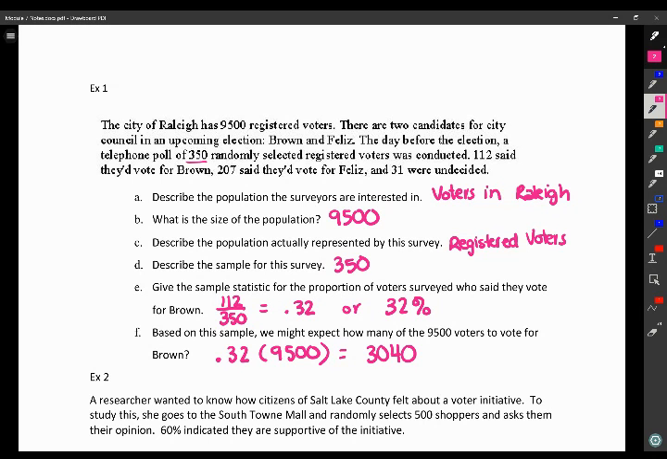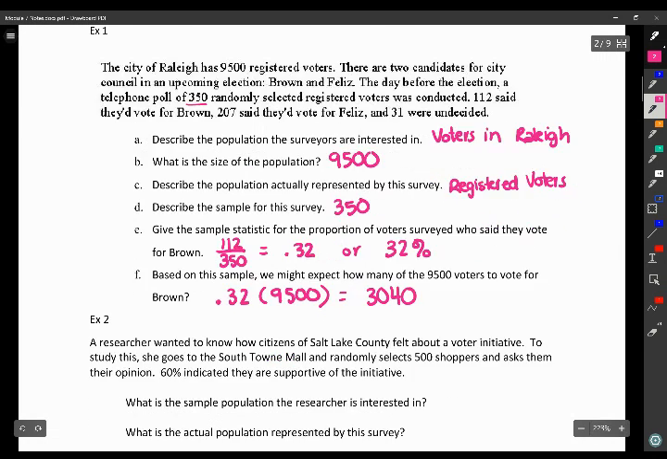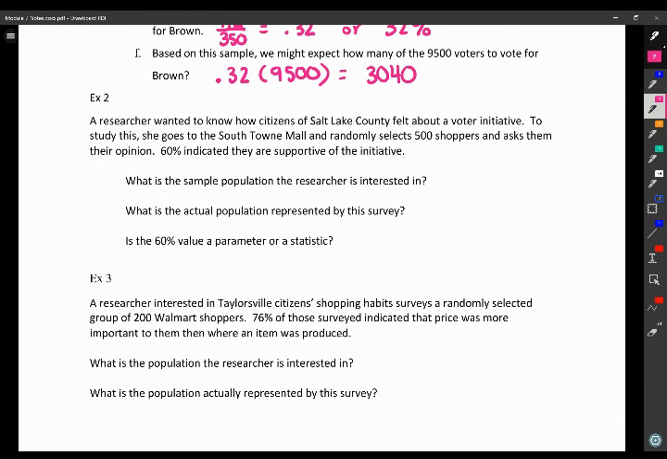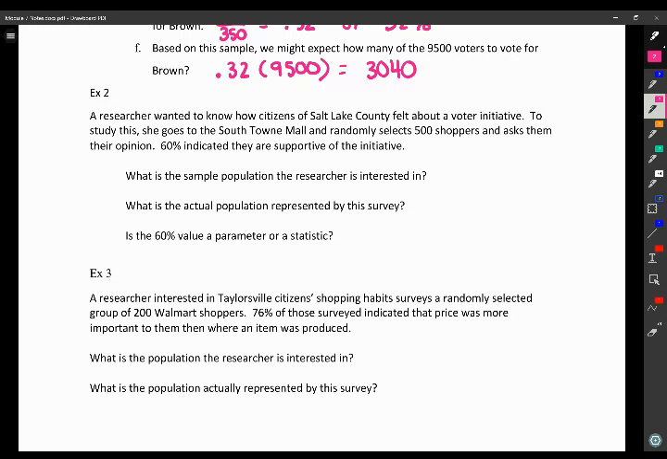They're just looking at having you describe what the population and what the survey is representing, or whether it's a parameter or a statistic. So if I was looking at example 2, because it's talking about a portion, they're saying there were 500 randomly selected shoppers, not every shopper that went into the mall, but randomly selected. So that's a sample. And because it's a sample, it's a statistic. And same idea, this would be the shoppers at Southtown.